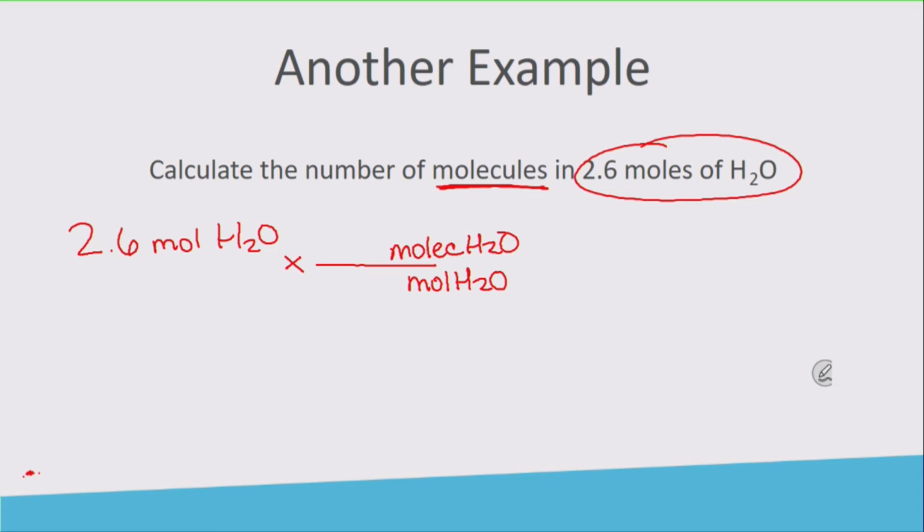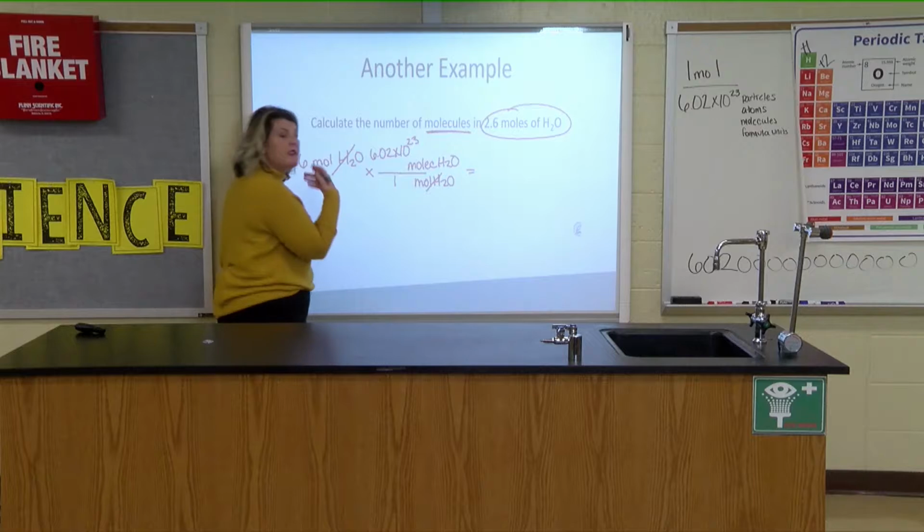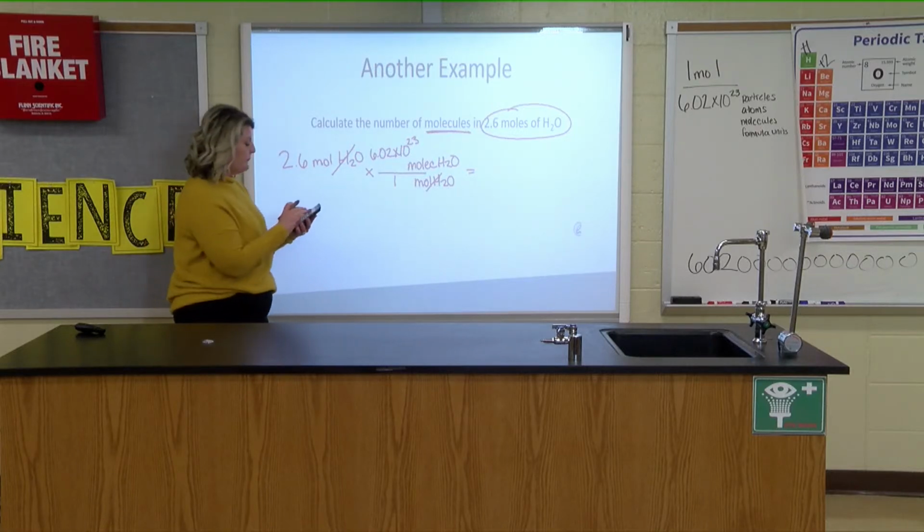Look back at your conversion factor. What number goes with molecules? With molecules, you have 6.02 times 10 to the 23rd. And look back at your conversion factor. With moles, you have 1. Cross out units on top and bottom. You're left with molecules of water, and that's exactly what you wanted. So we're going to stop and put this in our calculator.